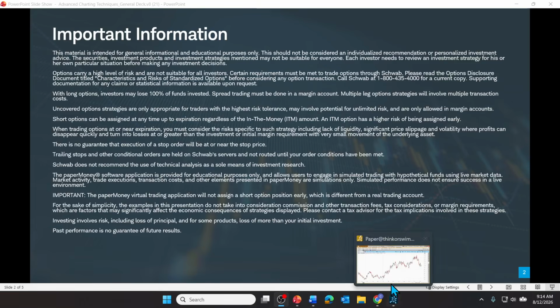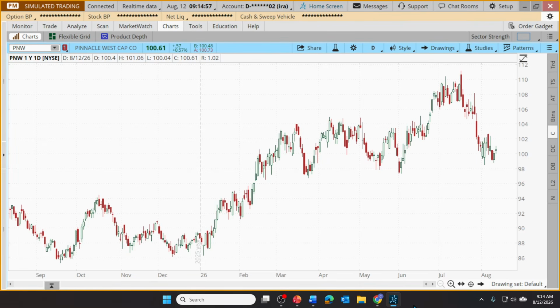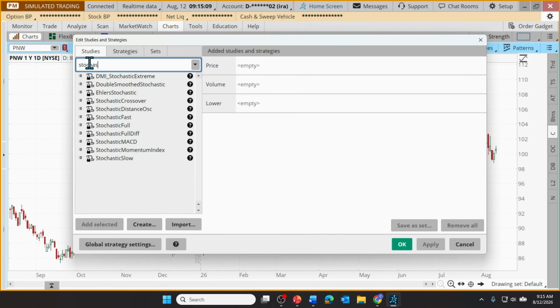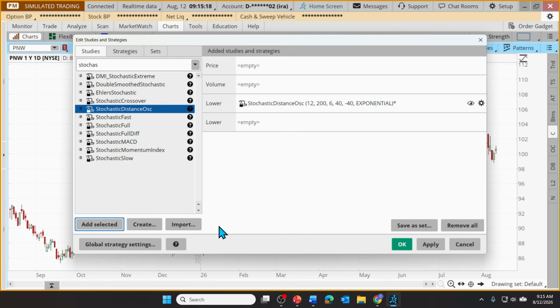Now, with that said, let's go right to a chart and get acquainted with what's known as the Stochastic Distance Oscillator. So here we are on the Thinkorswim desktop paper money platform. And I'm going to click on the little flask icon for Edit Studies. And let's type in the word stochastic to work our way through that menu of hundreds of technical indicators that might be added to our charts. We're going to choose the Stochastic Distance Oscillator and add that to our chart.